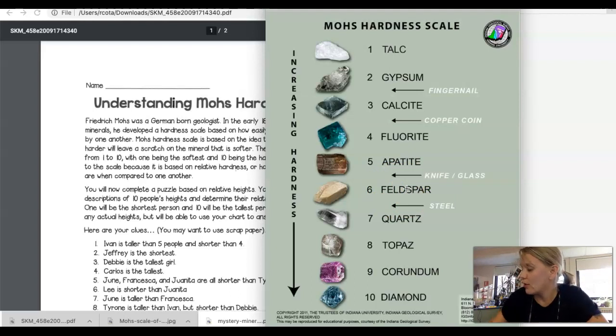You could grab another one. Again, start at the beginning. Scratch it with your fingernail. No, I can't really scratch it with my fingernail. I'm going to take a copper penny. See if I can scratch it with a copper penny. Yes, I can scratch it with a copper penny. All right, so then I stop. And I would record that this mineral is right around a 3 on the Mohs scale.